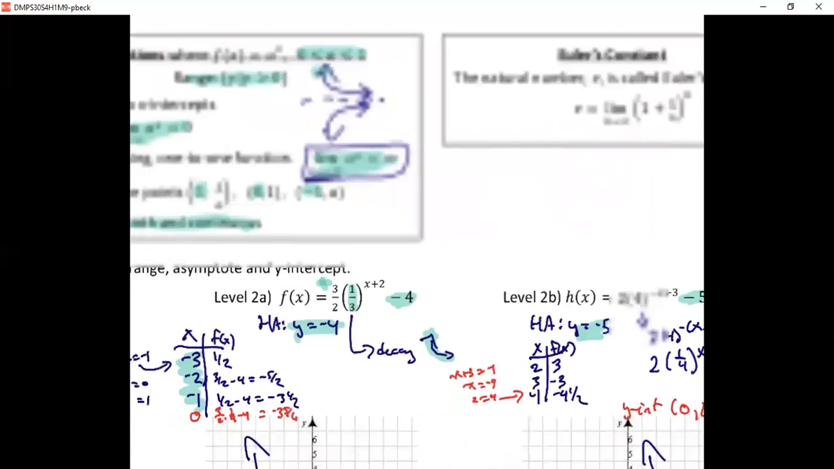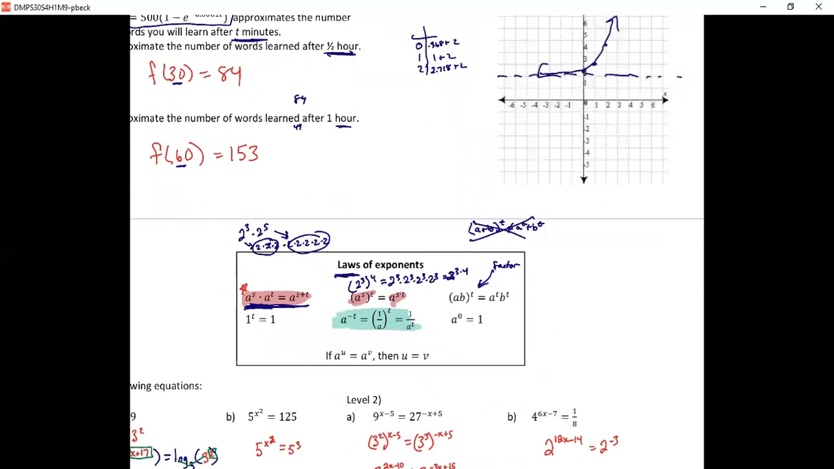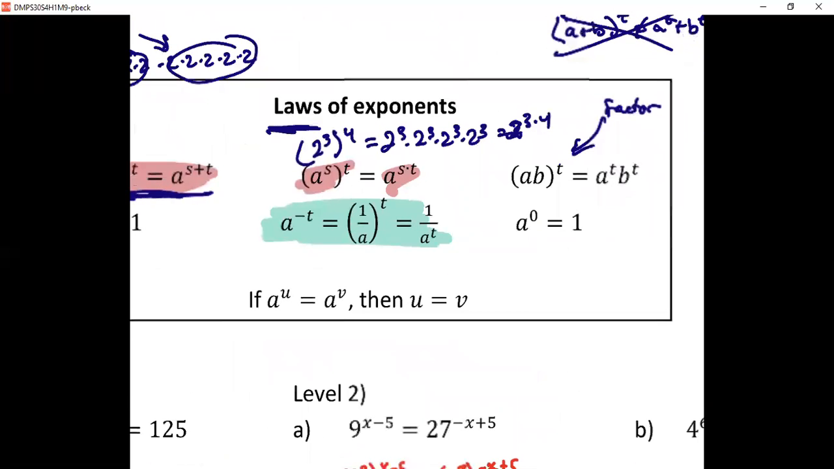So moving right along. Anything to the 0 power is 1. And if a to the u equals a to the v, then u equals v. This is something that we're going to talk a little bit more extensively about. By the way, this is only true if a does not equal -1, 0, and 1. So a is not allowed to be negative because of the negative base.